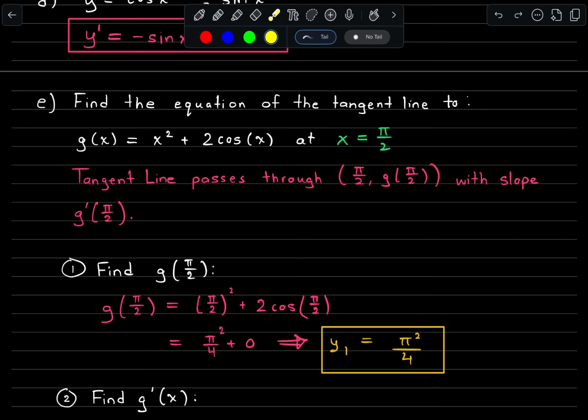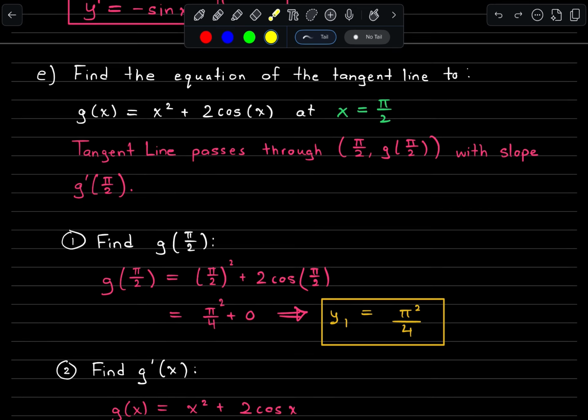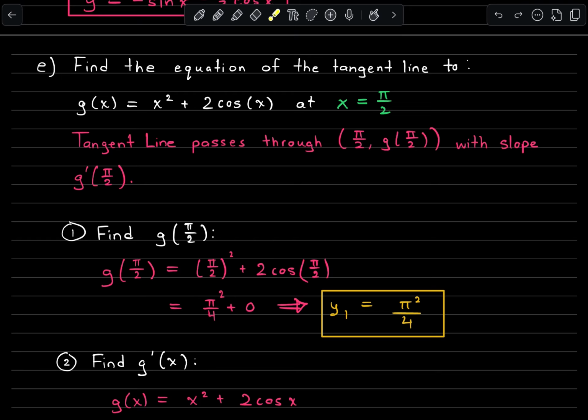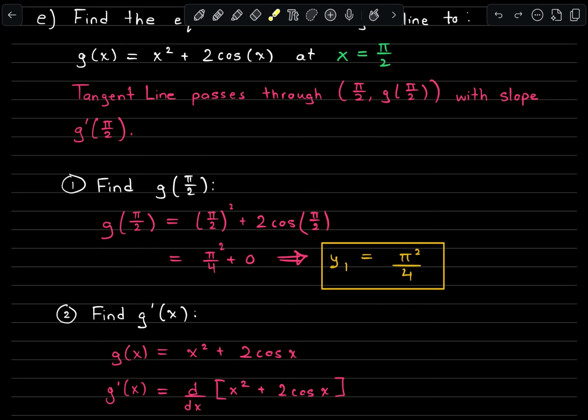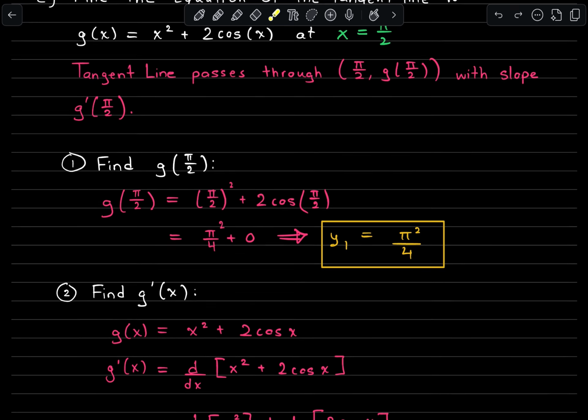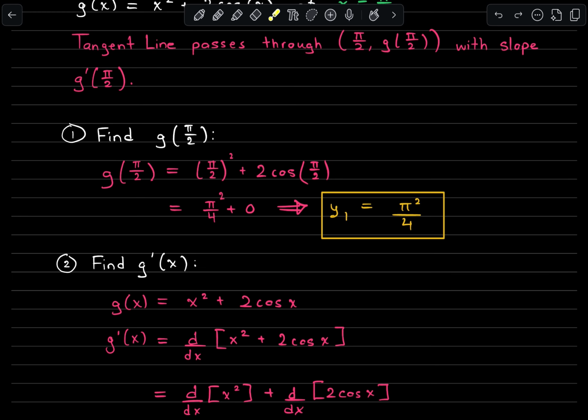Okay, our next step, find g prime of x. Now let's go ahead and we take the derivative, and we can use our new trig rules for finding derivatives. Okay, so we're going to apply the derivative with respect to x to this entire function. This is a sum, which means we will take the derivative of each component individually, and then we will add them together according to our sum rule.